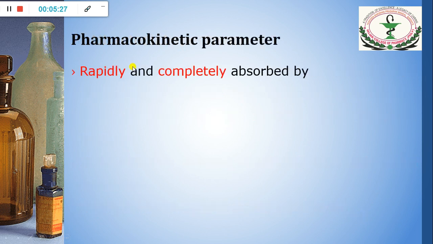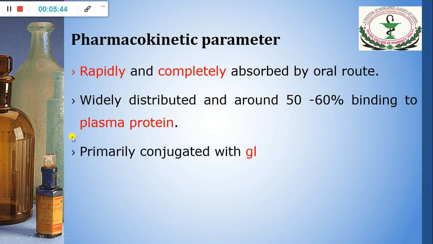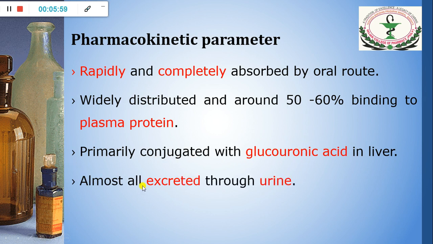Pharmacokinetic parameters: it is rapidly and completely absorbed by the oral route, widely distributed, and around 50 to 60% is bound to the plasma protein present in the blood. So in the bound form around 50 to 60% is present. It is primarily conjugated with glucuronic acid in the liver, that is the conjugation reaction after metabolism, and almost all is excreted through urine. So the excretion is done through the kidney. So this is the pharmacokinetic profile.